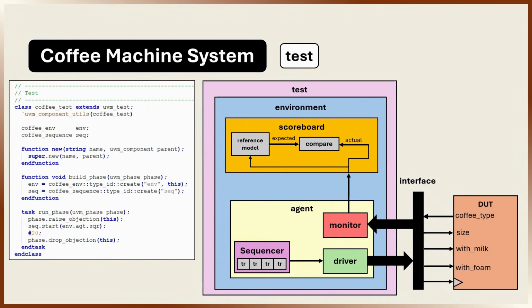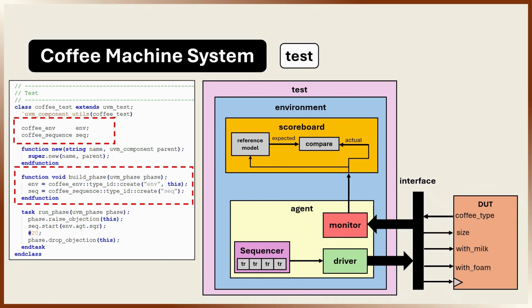This final section defines the test, the topmost component in the entire UVM structure. Inside the test, we declare two objects: the coffee environment, which contains the agent and the scoreboard, and the coffee sequence, which will generate the actual coffee orders. The environment is constructed first because we need the verification setup ready before any orders can be generated. Then we create the sequence, which will later run on the sequencer inside the agent.